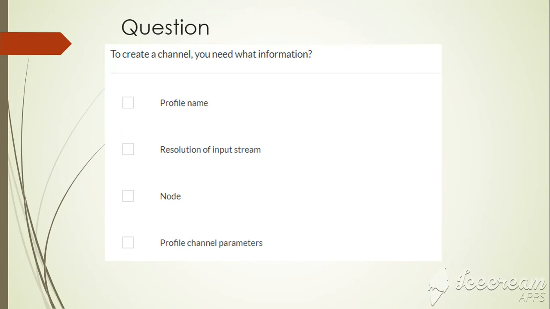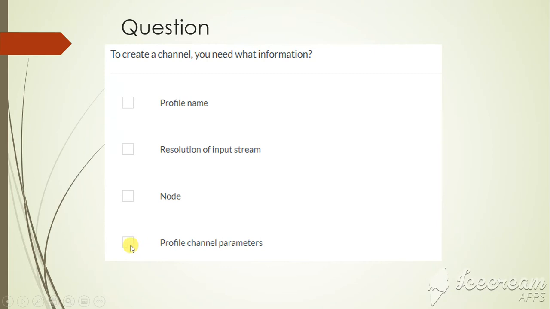So what are the things required to create the channel? We have discussed three things. What are the three things? The profile name, is it required? And the other one, the input resolution of the input stream, the node, and the channel parameters of the profile.